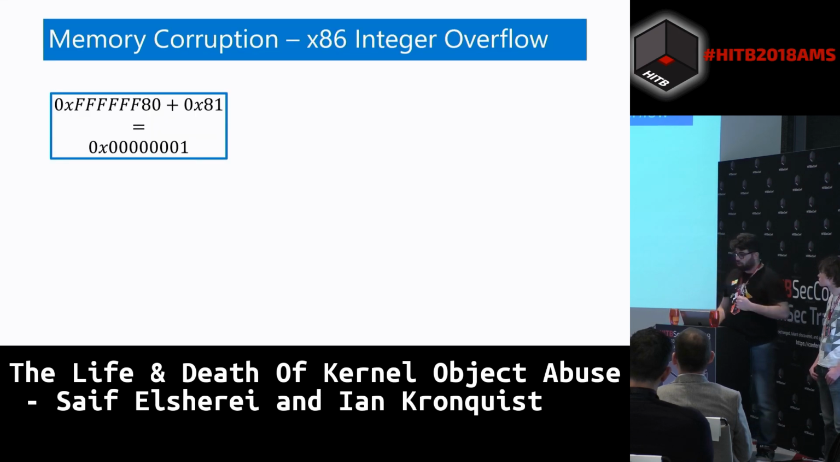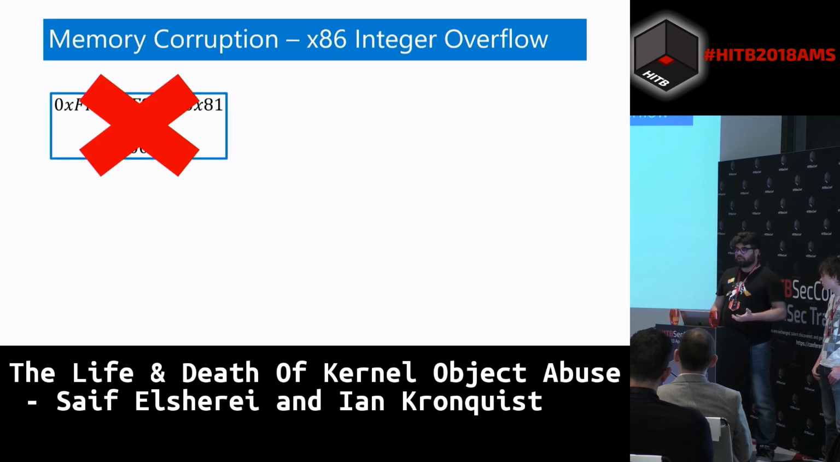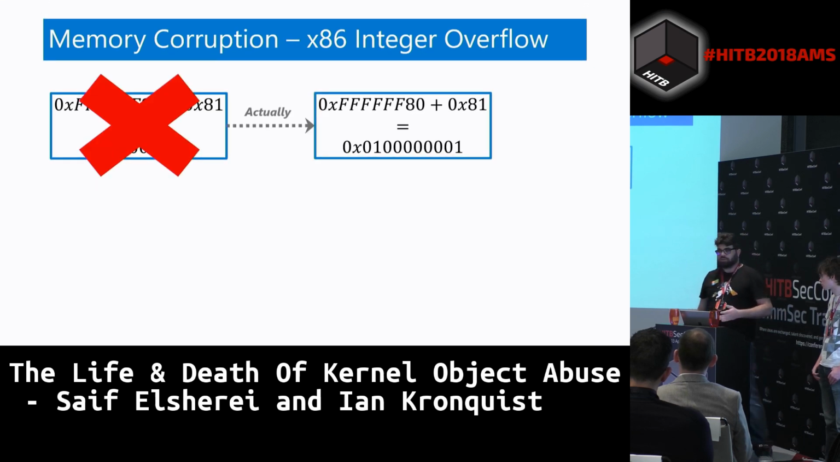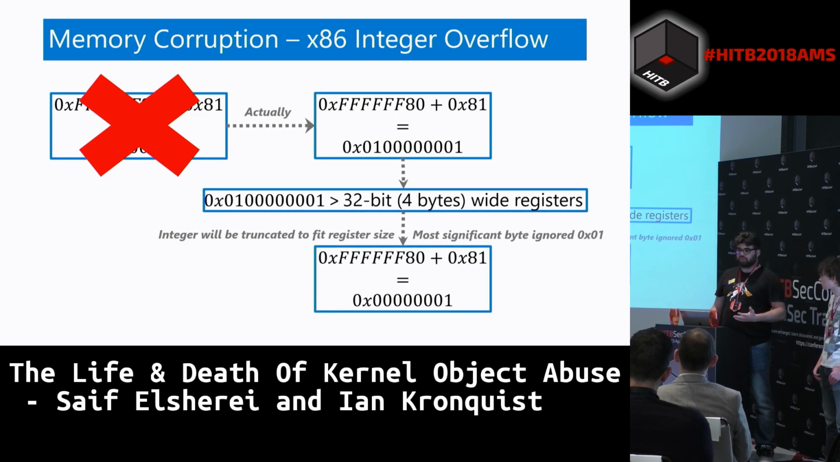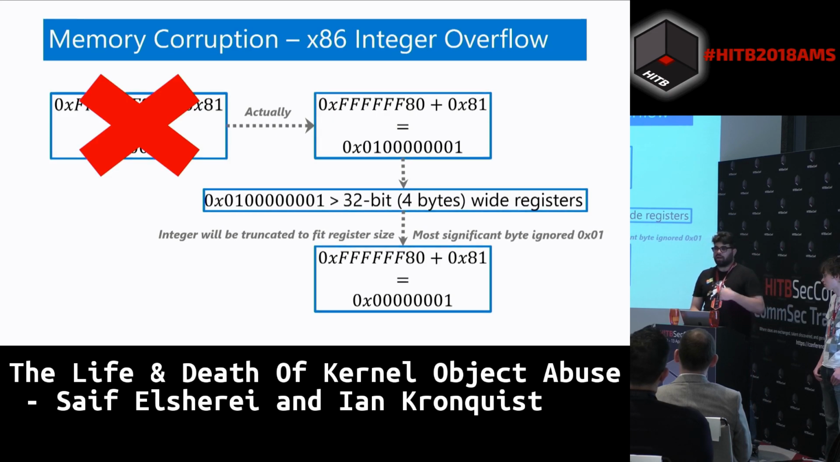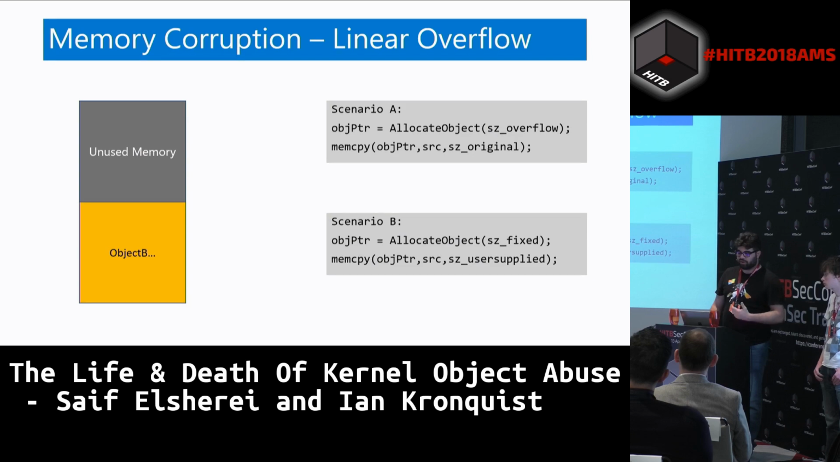The next type of bugs I want to talk about is x86 integer overflows. If you look at this calculation, FF80 plus 81 on 32-bit systems, the calculation will result in 1. Well, actually that's wrong. The real calculation result is 0x01000001. But since 32-bit registers are 4 bytes wide, it cannot hold this value, and thus the most significant byte gets truncated, and the result of the calculation is equal to 1. This is what we call integer wrapping or integer overflow. So the integer has wrapped over the max int value and resulted in a much smaller value. And we will see in the next slides what impact this will have on functions in several scenarios.